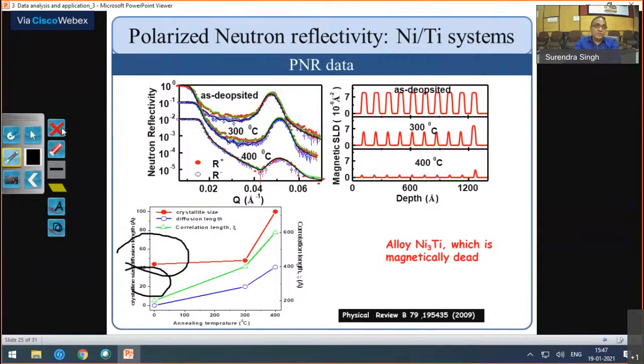And also you can see from here the different crystalline structure at different times, as well as the correlation length. We did off-specular reflectivity also. I have not shown it here, but that is X-ray reflectivity, off-specular. And from this we found how the annealing is changing this particular property of this sample.